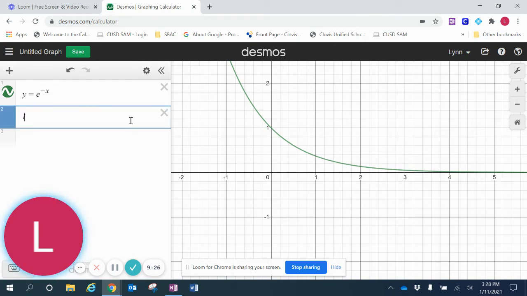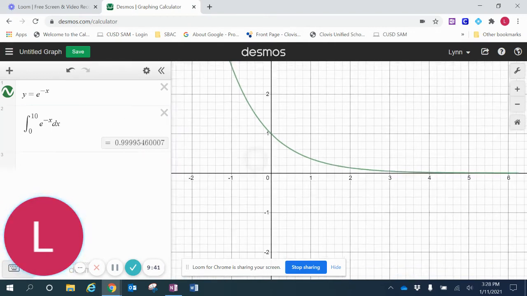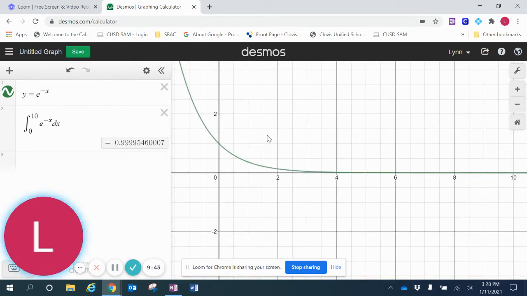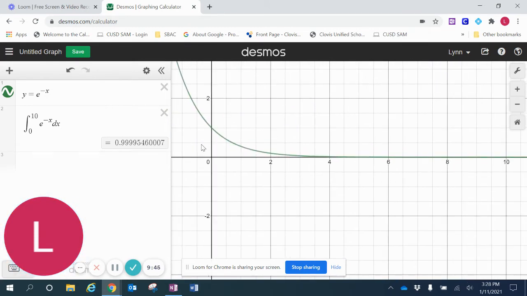So I'm going to do an integral over here, and we're going to go from 0, and I'm just going to start out at 10. We're near infinity, whatever, close enough. So I can see that the area from 0 to 10 is equal to 0.999 repeating, right? From 0 to 10, they're saying the area is 0.999 repeating.